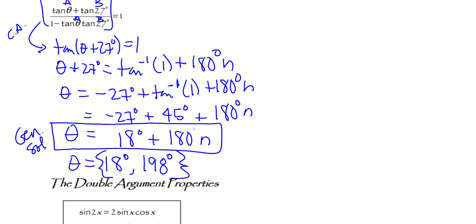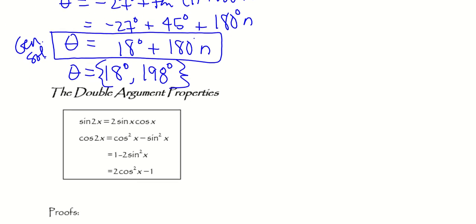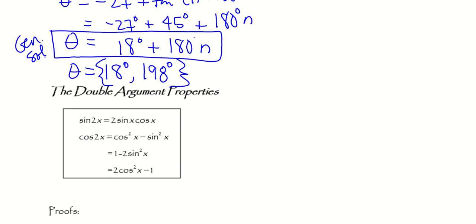Now, our next set of properties are called the double argument properties. Remember, the argument means the same thing as the angle, so these are also referred to as our double angle properties. And double means that we multiply by 2. So your double angle properties are when you've got some angle that is or can be written as 2 times another angle. And those properties are this.